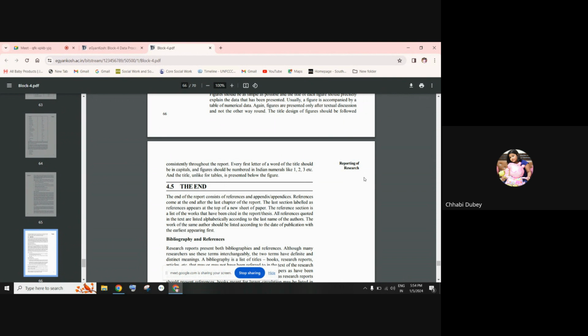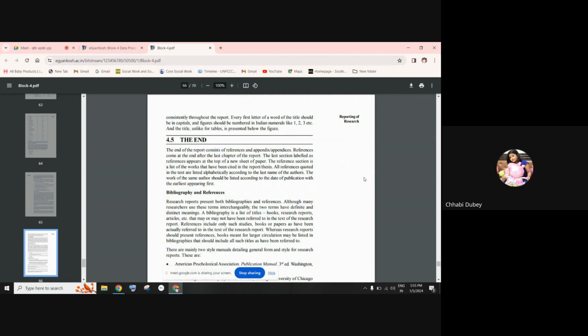Now, a research report presents both bibliographies and references. Although many times researchers use these terms interchangeably, they have definite meanings. A bibliography is a list of titles that may or may not have been referred to in the text of the research report. So you may suggest different books in the bibliography, but you may not have actually used those books in your own research, yet they can still be written in the bibliography. References include only such studies that have actually been referred to in the research report.